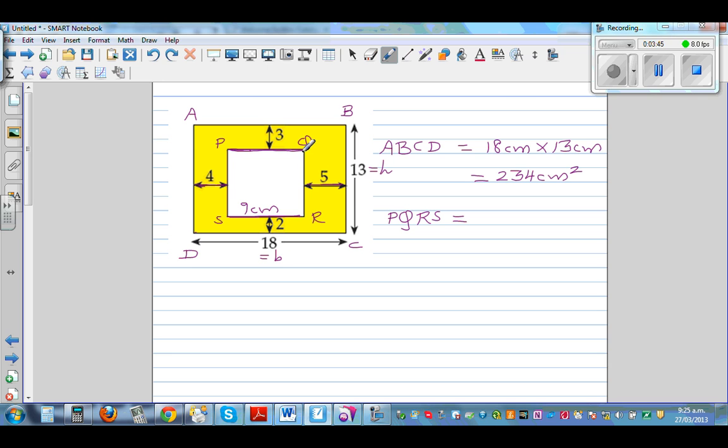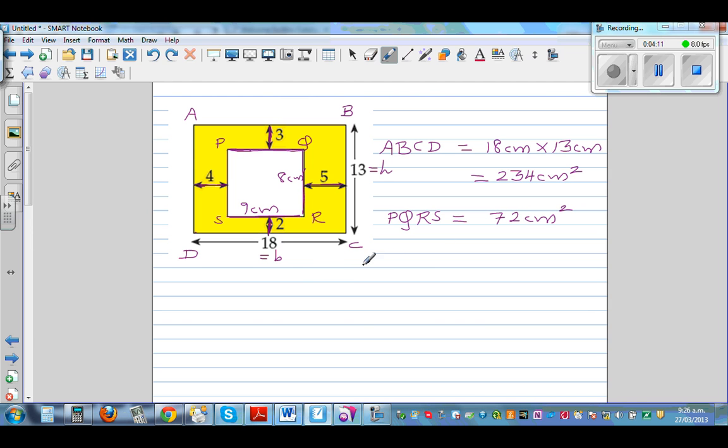Now what's this length, which is the height? We know B to C is 13, we know this is 3 centimeters and this is 2 centimeters. So 13 take away 3 is 10, take away 2 is 8 centimeters. So the area of PQRS would be 8 times 9, which is 72 centimeters squared.